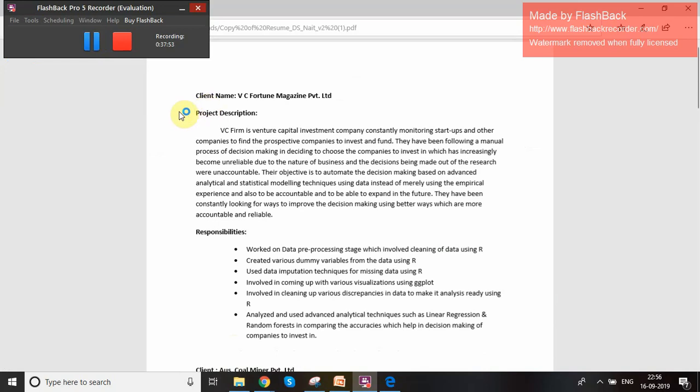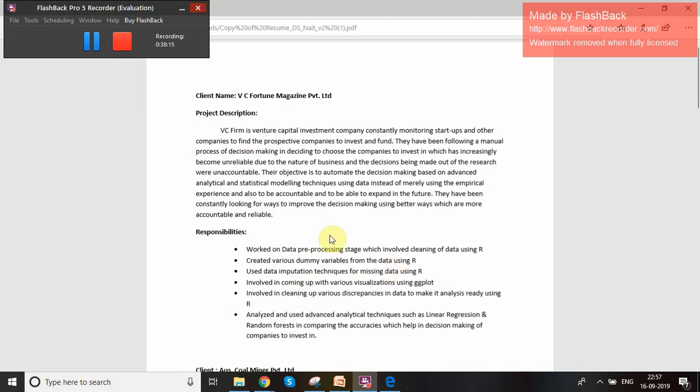This is a basic resume, with the client name, the project name. This is a VC, venture investment country, monitoring the startup company. So what are the responsibilities: worked in the data processing stage, we created dummy variables, imputing, involved in computing various visualizations using ggplots and things like that for this individual project.